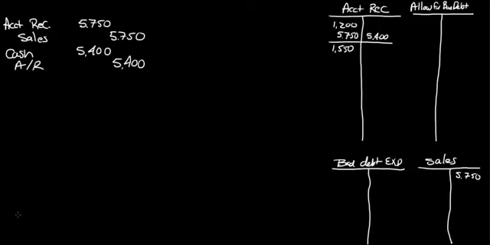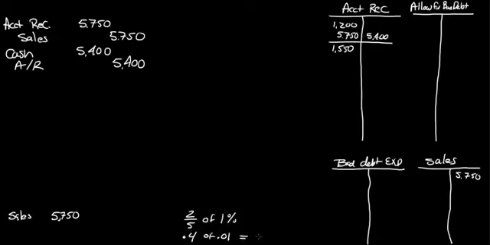Now, under the income statement approach, the approach takes the sales number, in this case $5,750, and the methodology applies a certain percent of all sales that are expected not to be collected or not to be paid. In this case, it's 2/5 of 1%. So 2/5 is 0.4, and 1% is 0.01.